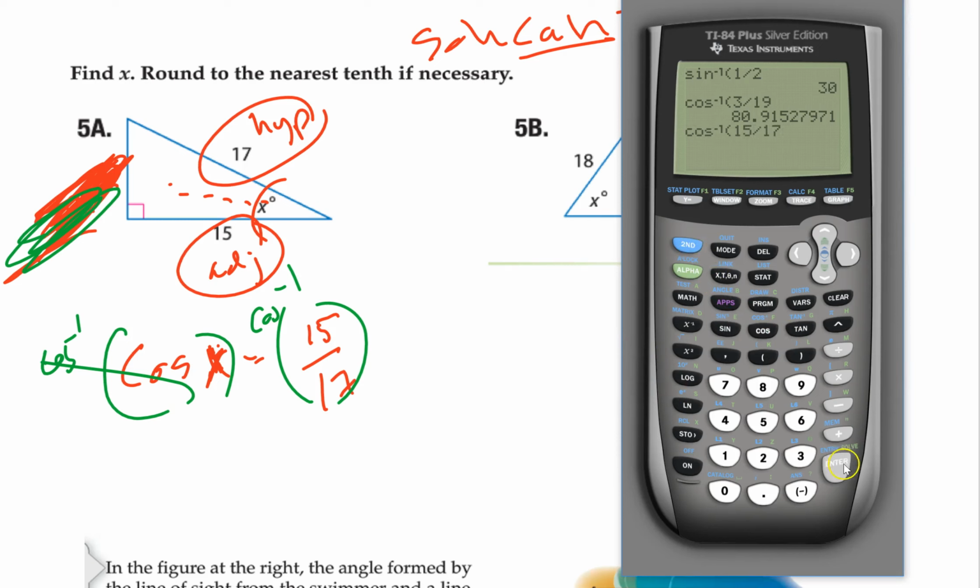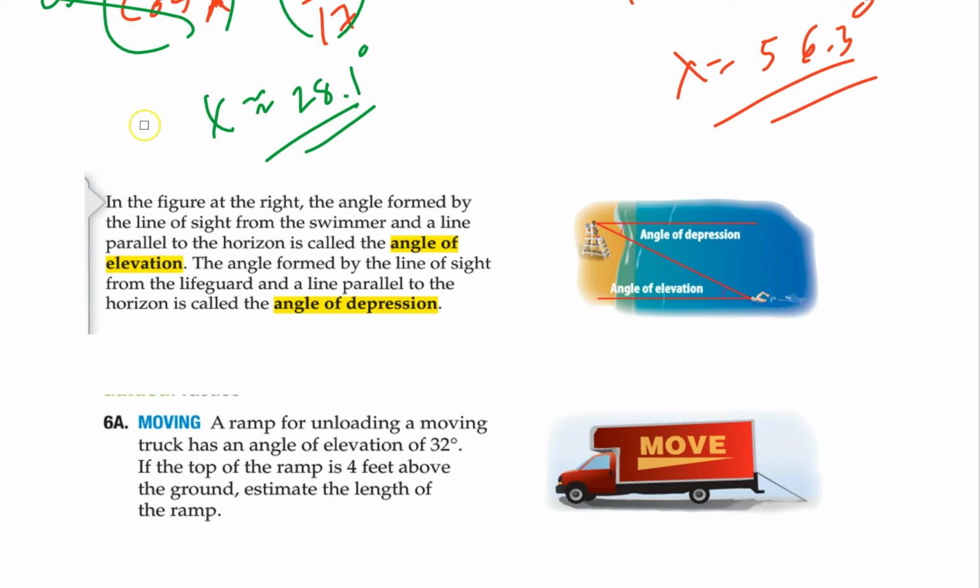Okay, almost done. Now let's apply both of these techniques to an application problem. First up, we have to talk about what angle of elevation and depression is. So here's the key thing a lot of people mess up. So when we talk about angle of elevation and depression, the key thing to keep in mind is that it starts from a horizontal line. So here we go, the horizon. It all starts from a horizontal line.